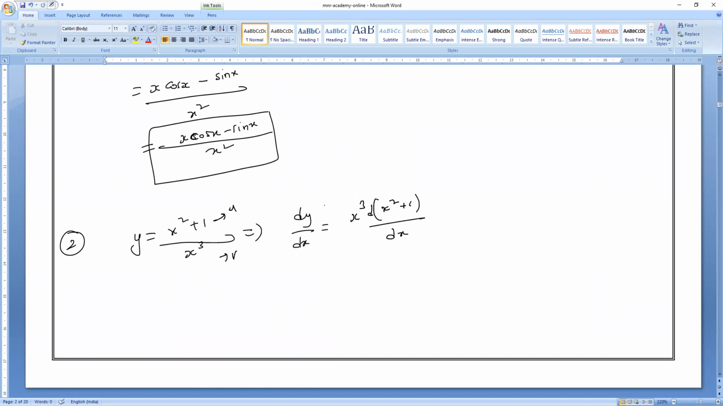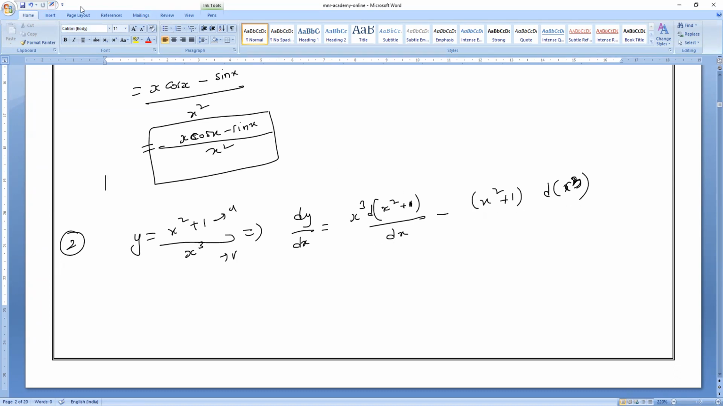The division is in the middle but the numerator has addition. Have you noticed it, everybody? You have to be very careful and remember all the rules. Next, minus x square plus 1 into d of x cube divided by dx, divided by V square.